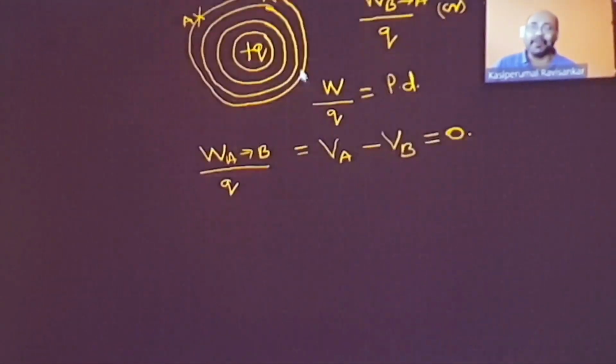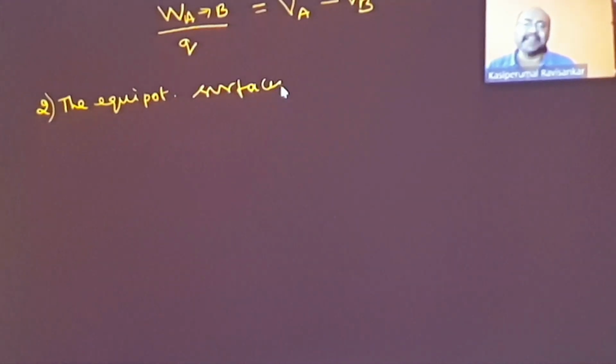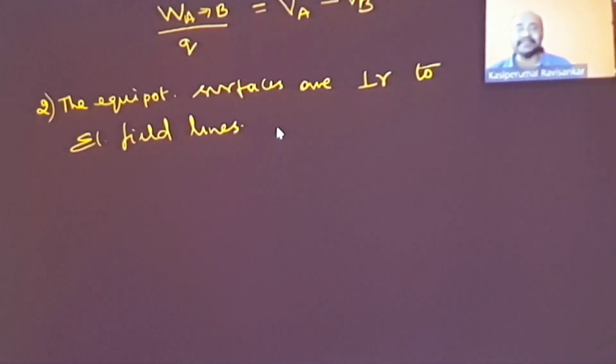What is the second property? Property number 2 is something we have already studied. Equipotential surfaces are always perpendicular to electric field lines. We have to justify this point. How can we justify this?